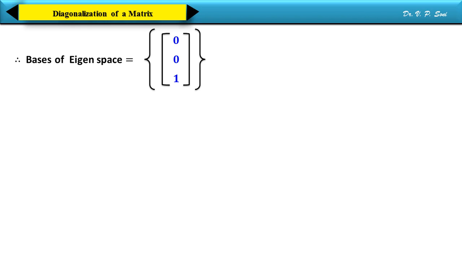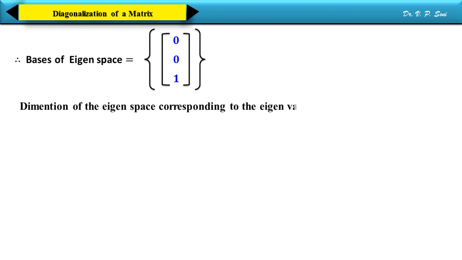Therefore basis of eigenspace is a set containing only one vector 0, 0, 1. Therefore dimension of eigenspace corresponding to eigenvalue lambda equal to 2 is 1. Therefore geometric multiplicity of lambda equal to 2 is 1.